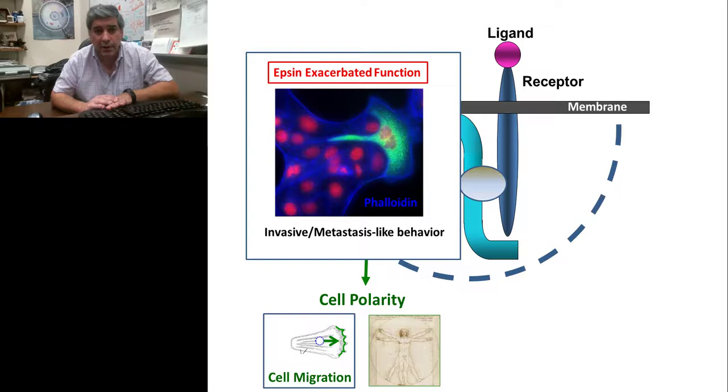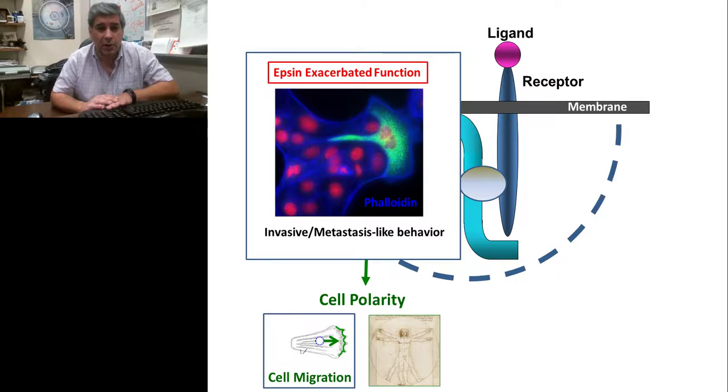But when you overexpress epsin, and here you can see it by the expression of epsin GFP, you see this green color associated with the cell that you see towards the right. The morphology of the cell changes and becomes mesenchymal in shape. And actually, it gains the ability to migrate. In other words, it mimics an invasive, metastasis-like behavior.